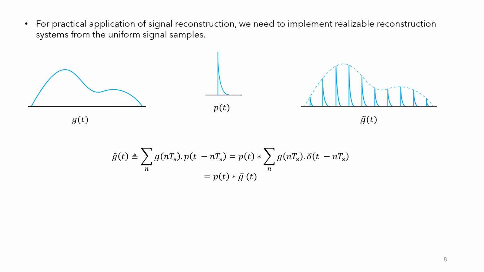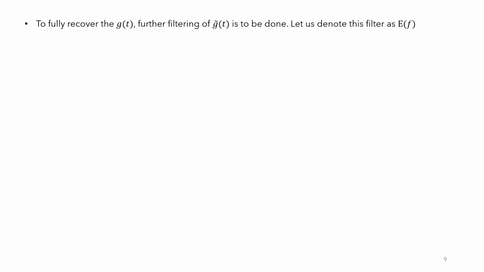This gives us a convolution between p(t) and g bar(t). This simply means in the frequency domain, we multiply P(f) and G bar(f), which results in G tilde(f). But to fully recover g(t), we will need to further filter this G tilde(f). For that, consider a filter E(f) which, when multiplied with G tilde(f), gives us G(f).